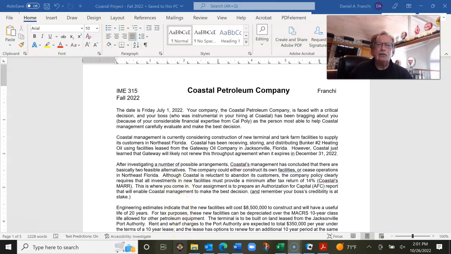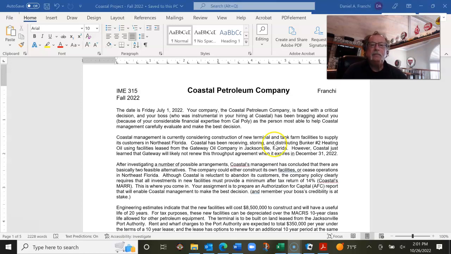So what we have here is a company, and what they do is they distribute heating oil throughout the Southeast. They're basically a reseller. They buy heating oil and they sell heating oil, and so they make a profit on the sale. What's happened is they have a lease agreement that's not going to be renewed. So the company has to make a decision as to whether or not to just terminate operations in the area or build new facilities and continue the operations.